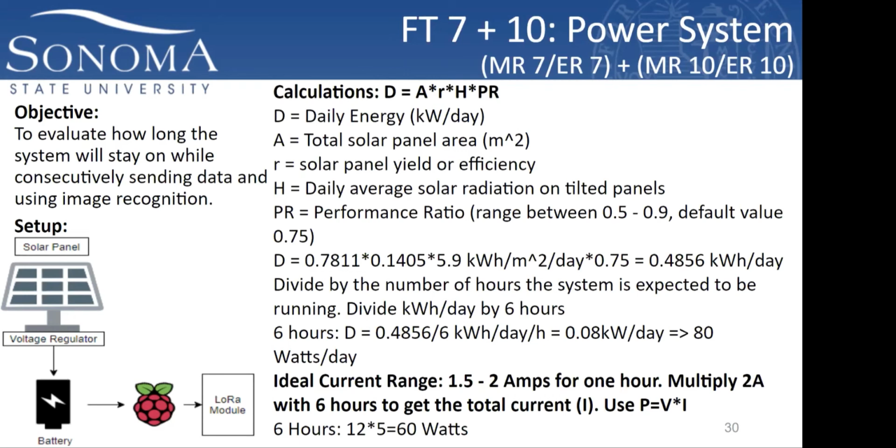Our ideal current range is 1.5 to 2 amps for 1 hour. So you multiply your highest range by 6 hours, and then once you figure that out, you multiply it by the voltage. And then we got 60 watts.